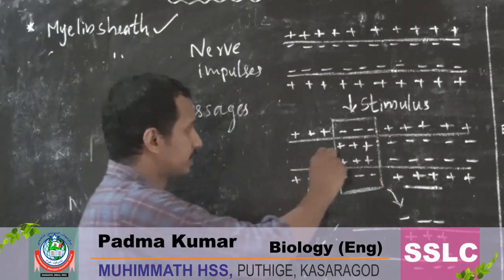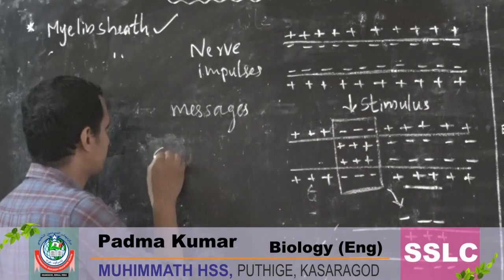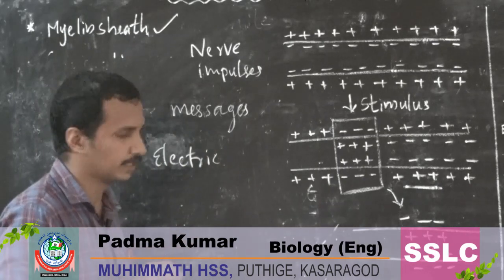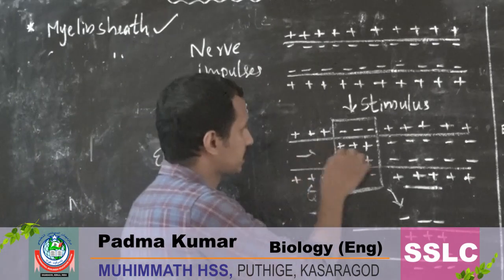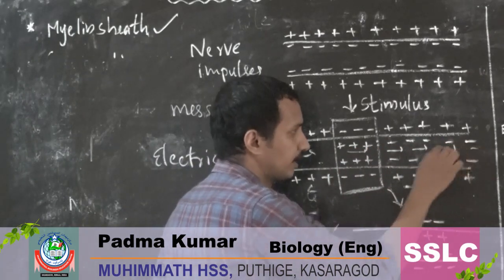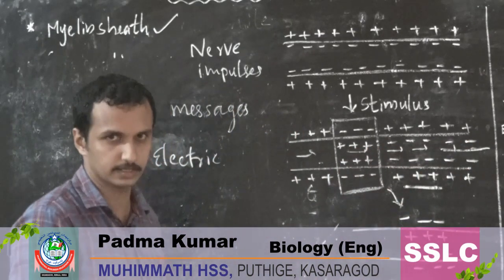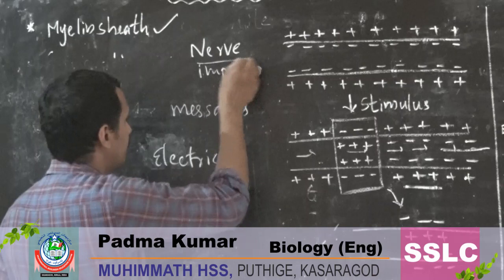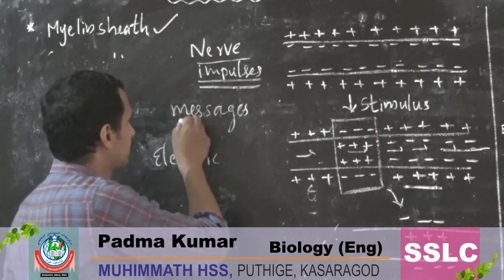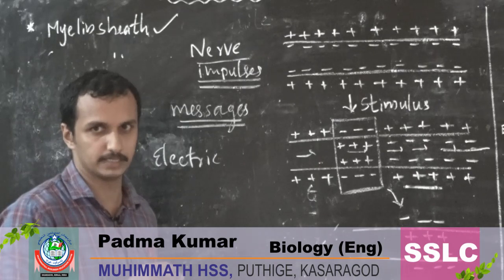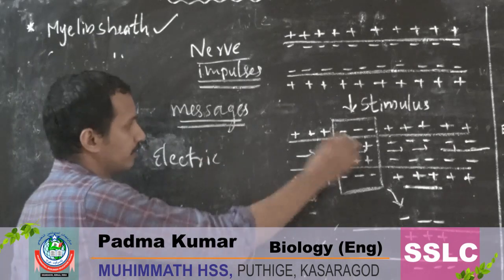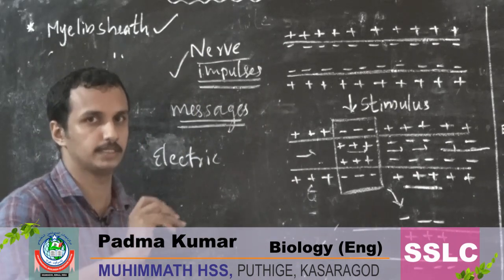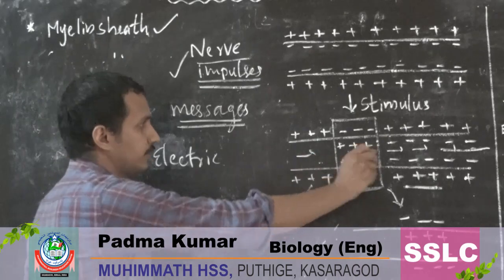Actually, these messages are what? These are electric charges. Nerve impulses are actually electric charges, and these electric charges are passing through the nerve cell. So we call them a nerve impulse. What is a nerve impulse? It is nothing but messages. The messages transmitted through the nerve cell are called what? Nerve impulses.